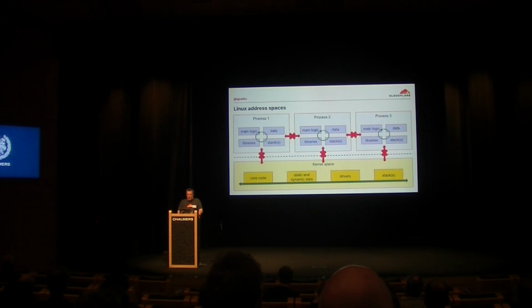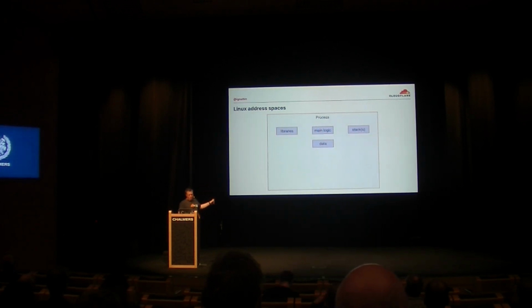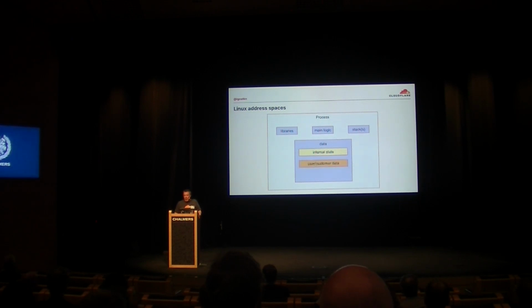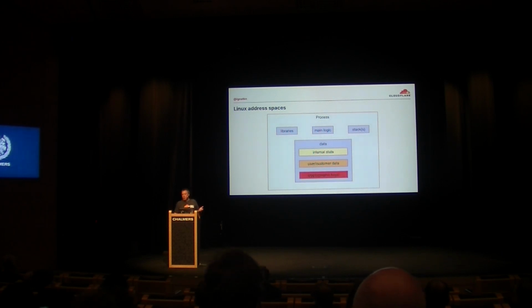Okay, so far. Now let's zoom into a process address space and expand what's typically in the data section. You have internal state, your variables, global variables. You may have user or customer data if your application processes it: you download it from somewhere, do some processing, and it stays in that memory, right? And most importantly, if your application does some sort of encryption, like a TLS web server, SSL web server, then cryptographic keys.